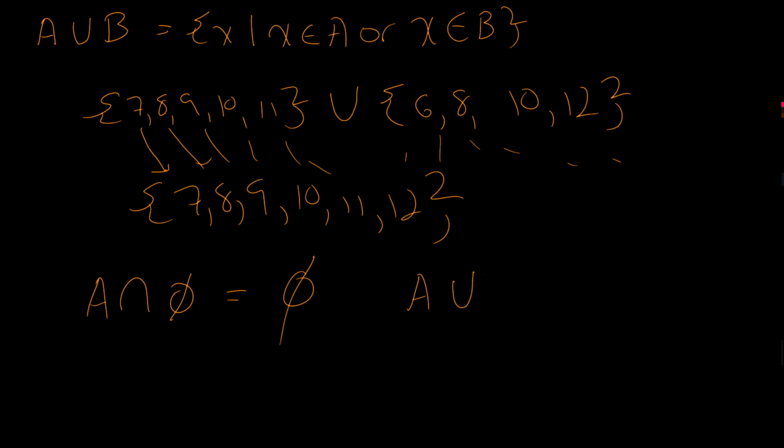And A union the null set? Well, the null set is empty, so I get empty plus everything in A. And so this is how our null set works with our idea of intersection and union.